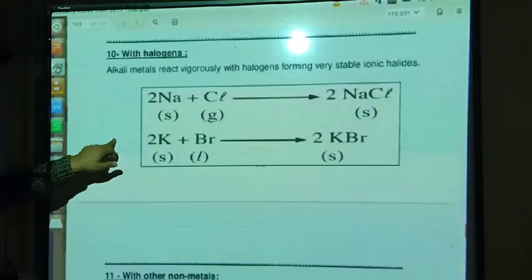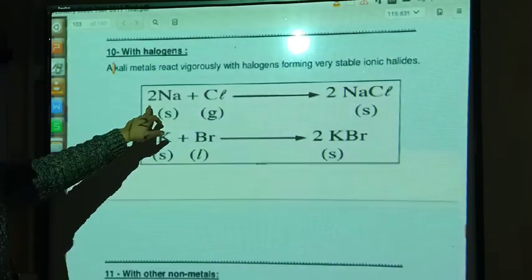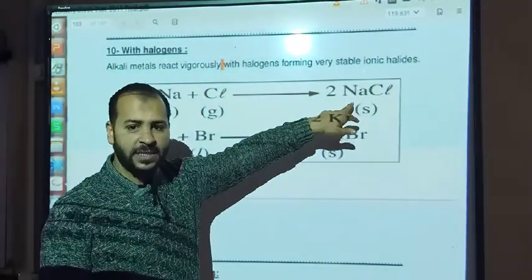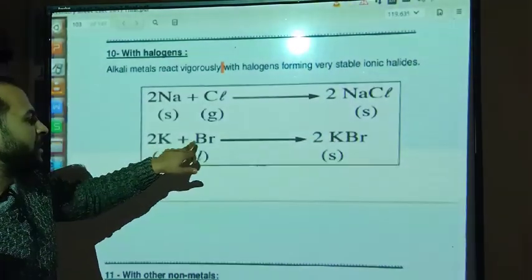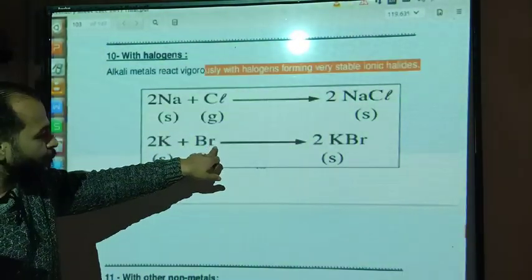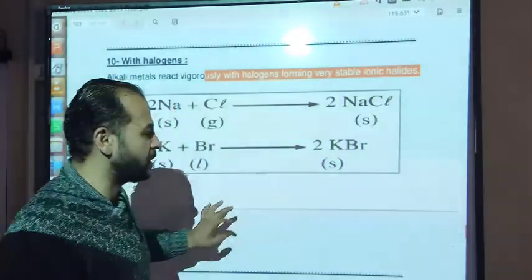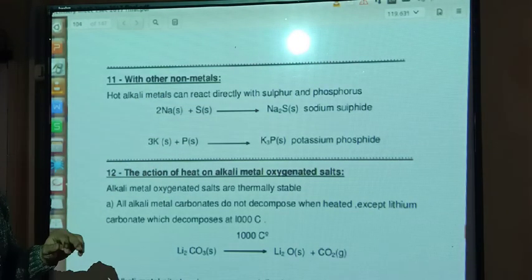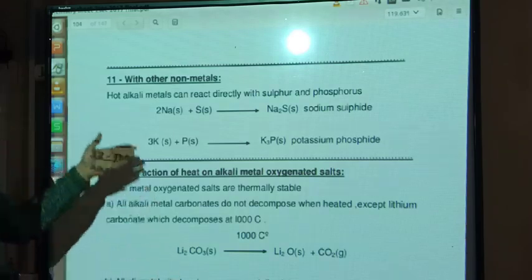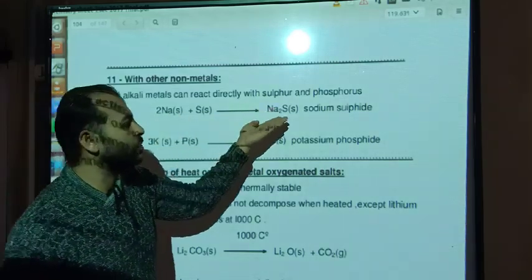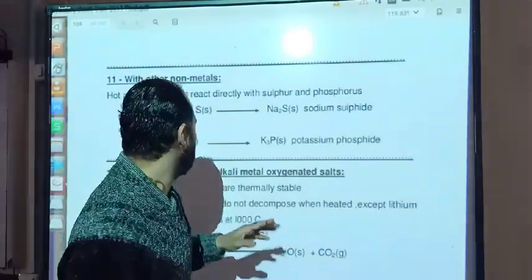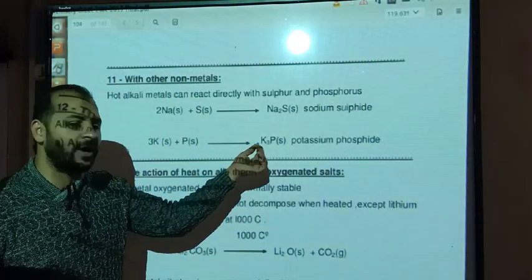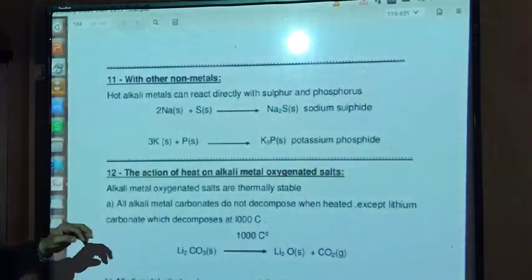Okay. With halogens, they form halides. Sodium plus Cl2 gives 2NaCl, sodium chloride. K plus Br2, not Br, Br2, gives 2KBr, potassium bromide. In the reaction with other metals, they form salts, as sodium reacts with sulfur, giving sodium sulfide. Potassium reacts with phosphorus, giving potassium phosphide K3P.